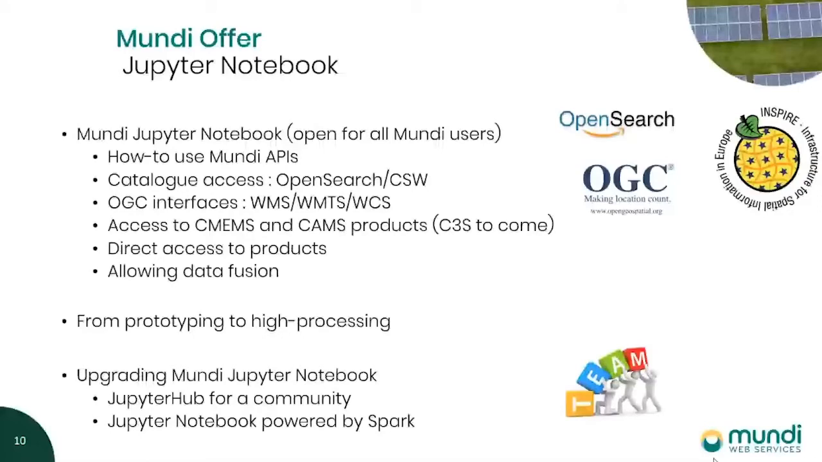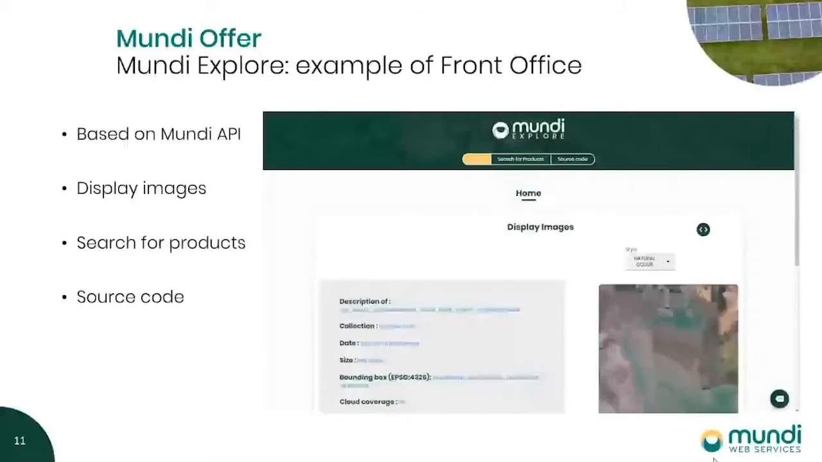The other thing we work on is an example of, I would say, a website that anybody could develop. It's based on the Mundi APIs. We call it Mundi Explorer because it's really exploring the possibilities of Mundi. Through this page, which is open, you will be able to display images. As you can see on the screenshot here, it's a Sentinel-2 image from the 1st of May. You have here the source code to build the same page yourself.